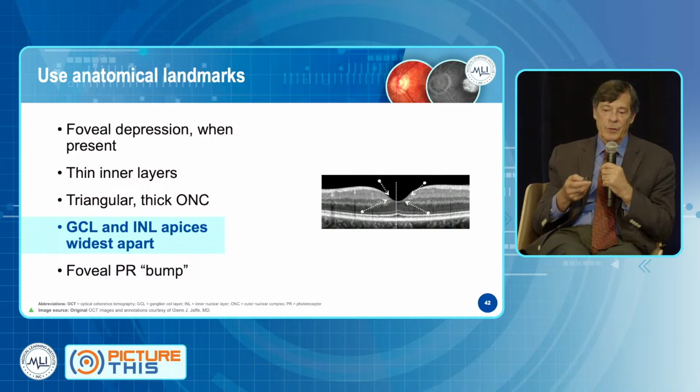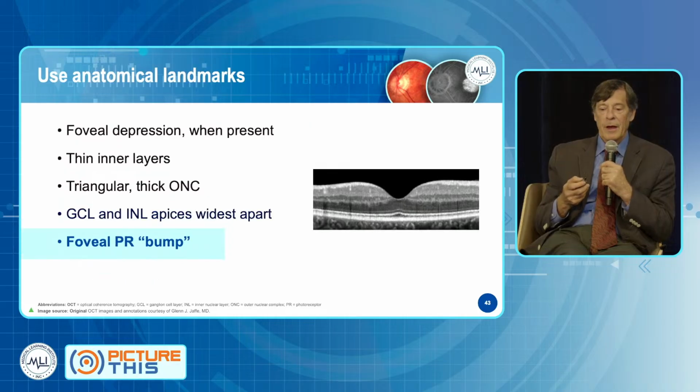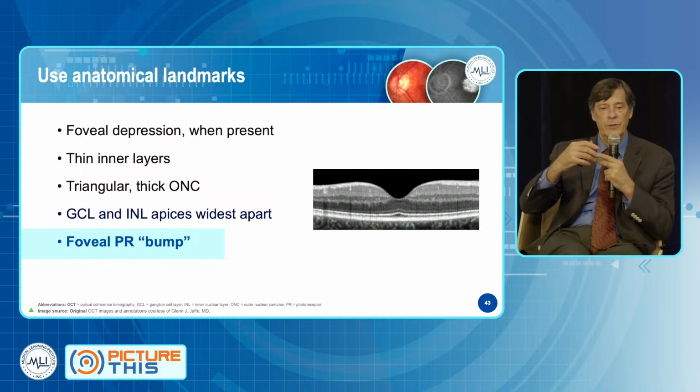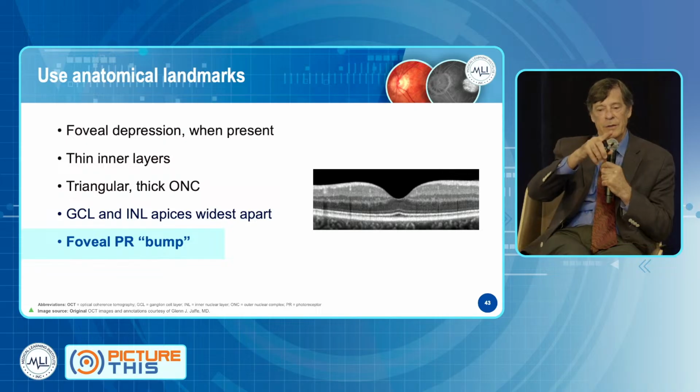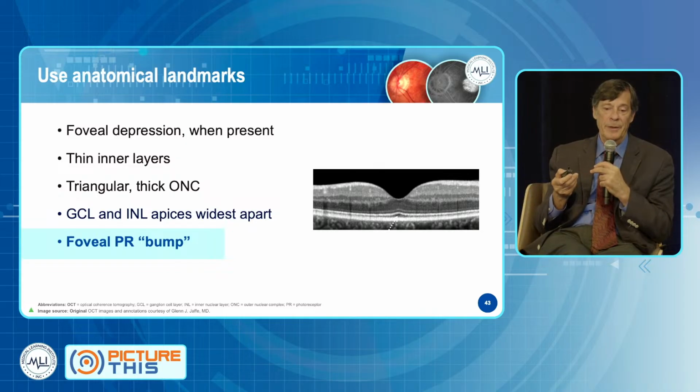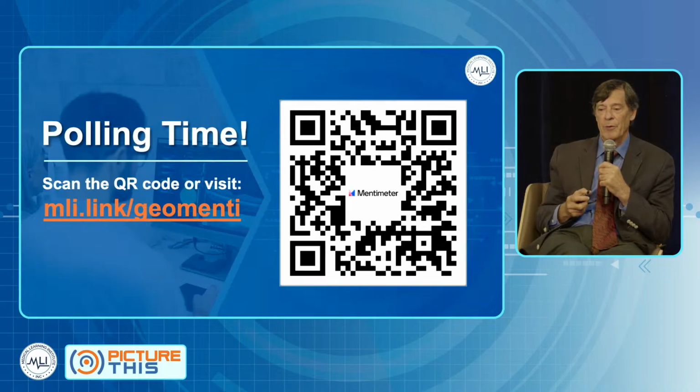So here you see the ganglion cell apices and the internuclear layer apices I'm talking about. And then finally, you can often see a bump in the fovea. It's the photoreceptor bump, as I call it. It's where the photoreceptors are most elongated. You see that the ellipsoid zone, that bright band above the RPE, gets bumped up. The external limiting membrane, the fainter band, gets bumped up. And it's because those photoreceptors are elongated. So I use all those anatomic landmarks to say, where is the center point?